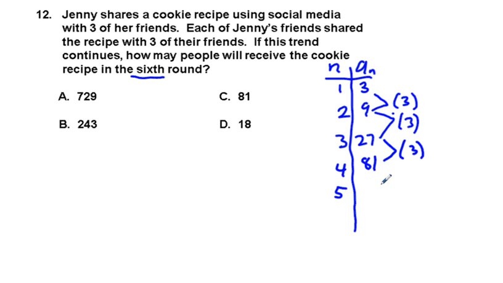The fifth round, we multiply by 3 again and get 243. And the sixth and final round, we multiply by 3 for the last time and get 729. So our correct answer for 12 is A.